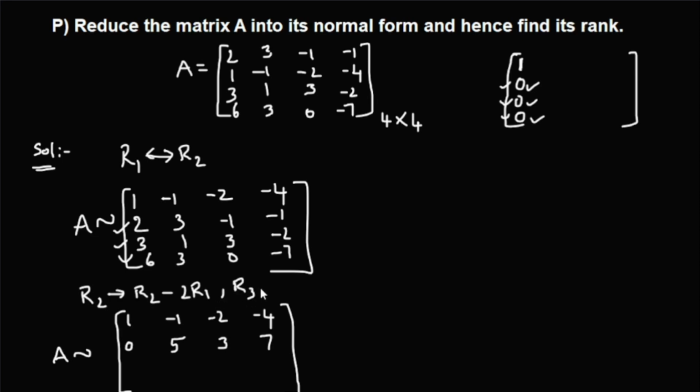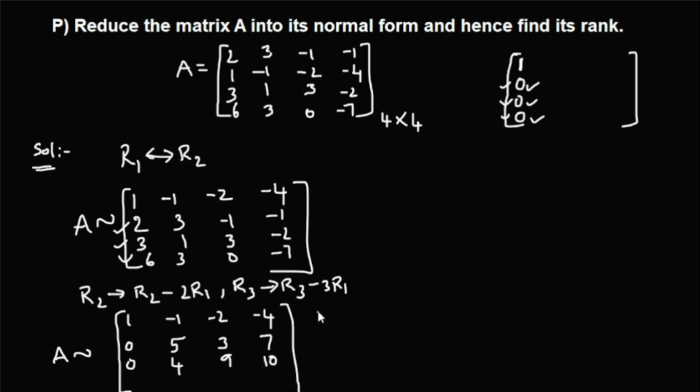R3, coming to R3, R3 minus 3R1, because we have 3 here, you multiply this by 3 and subtract. So you will get 0, R3 minus 3R1, 1 minus 3, 1 plus 3, 4, and this becomes 9 and 10. You will get 10 here.